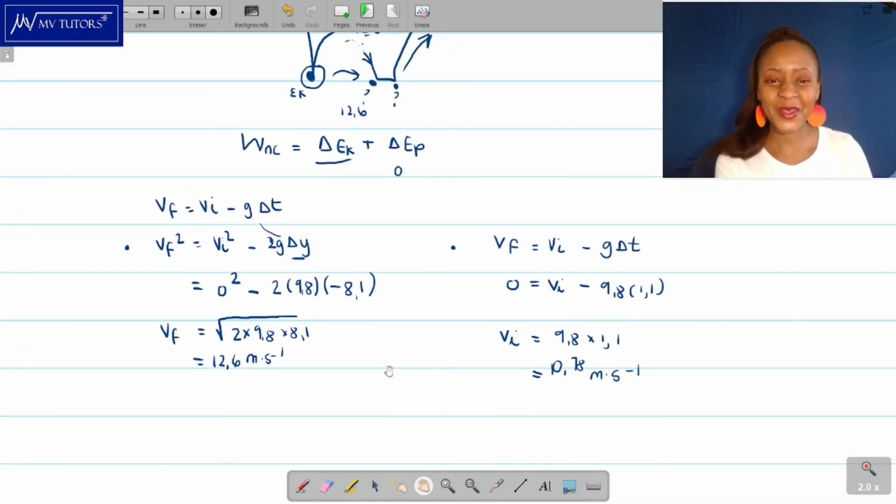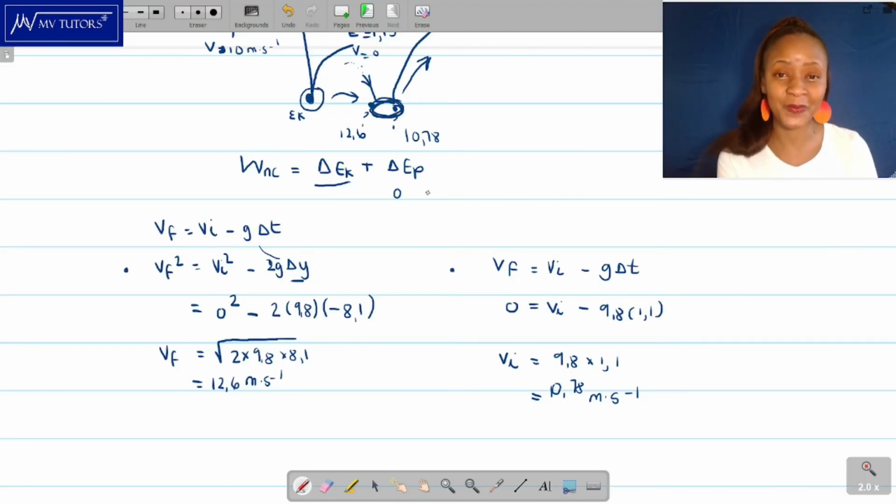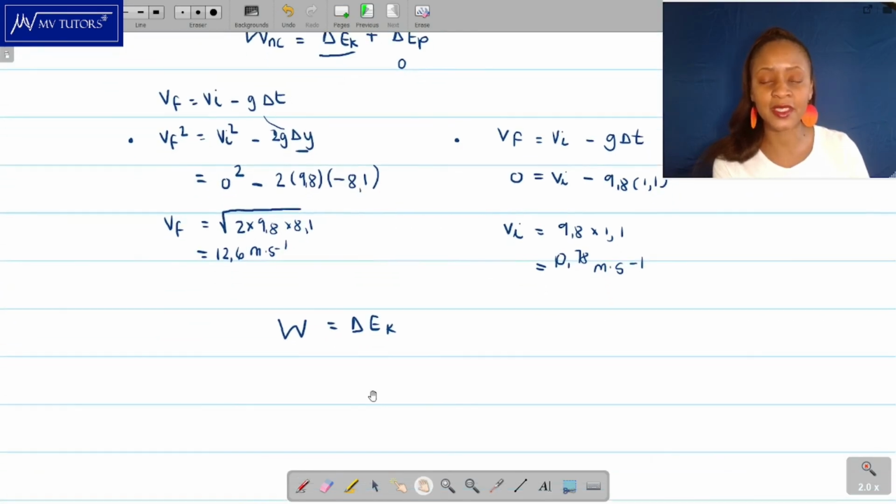But anyway, okay guys, so we have our two velocities, right? 10,78 and we have 12,6. Now this is when it was in contact with the ground. They want to know the work done by the ground on the ball. Okay, so let us finally calculate work. And we've already established that work is just going to be the change in kinetic energy. Okay, there's no potential energy there at the ground. At that point, potential energy is 0.